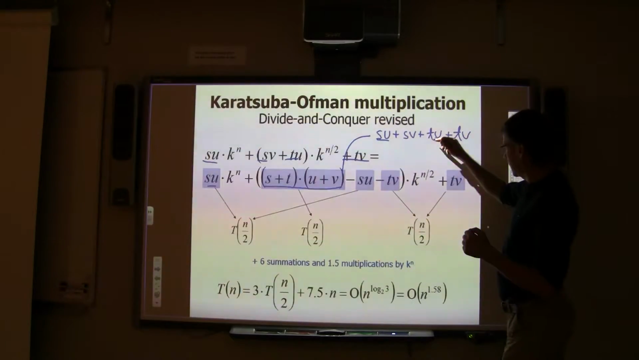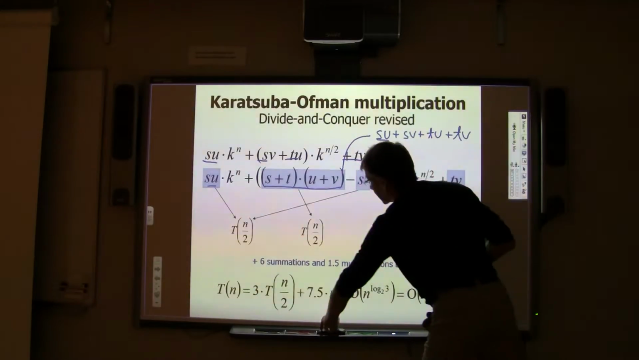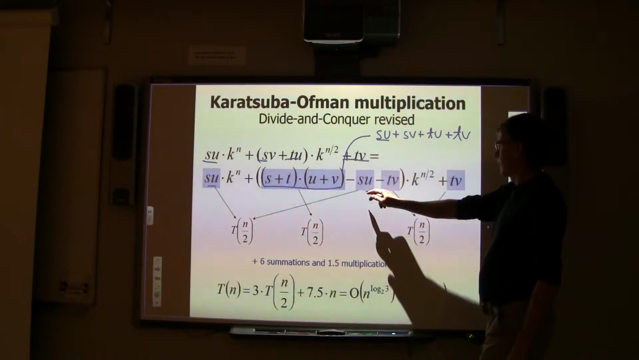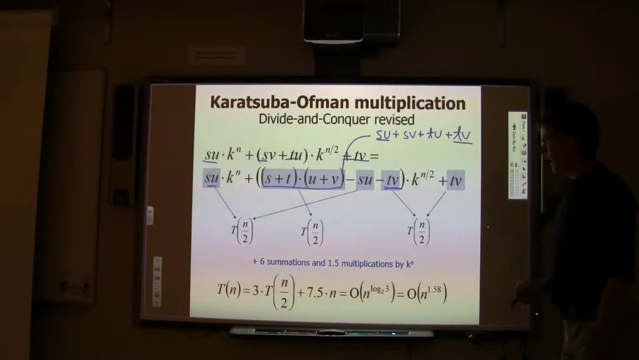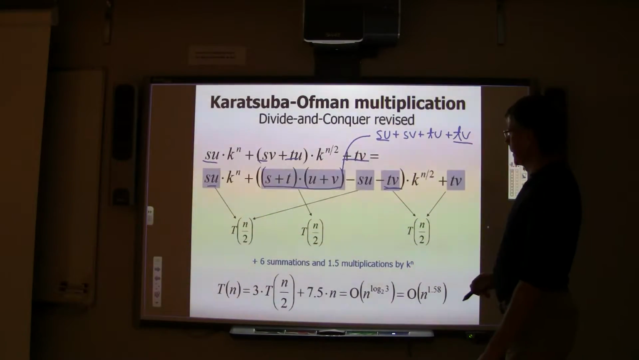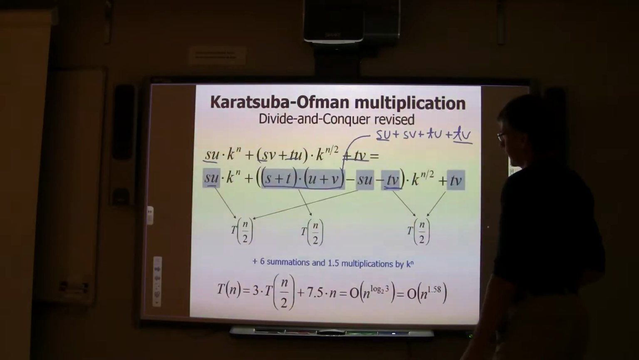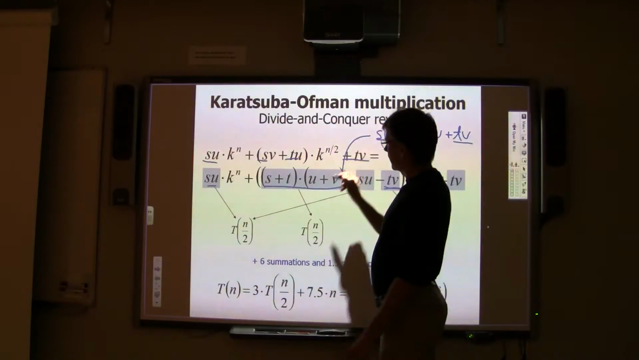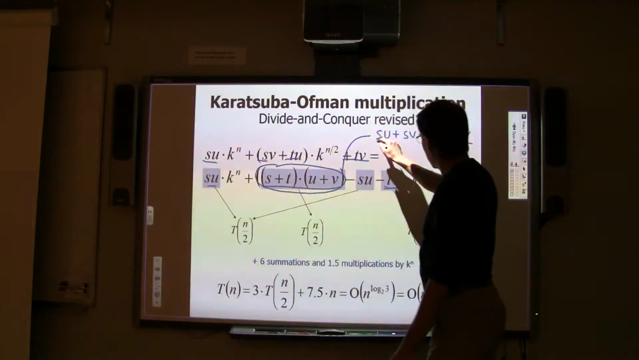SV, I don't have it. TV, TU. So SU I have here, SV I do not have. TU I don't have, but TV I have here. 2 of the terms I have. Okay, so let's put it there anyway. So now I will put this one here. So it means that I must have these terms.